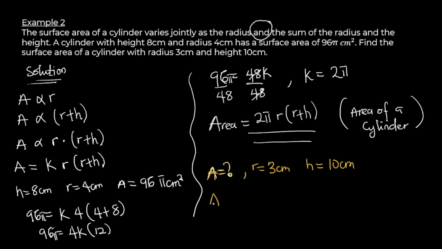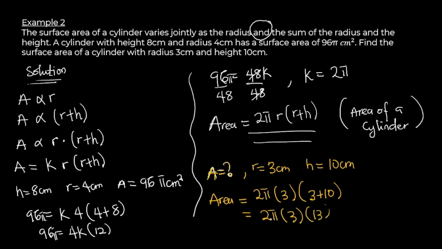So our area will be equal to 2 pi multiplied by the radius, which is 3, multiplied by the sum of 3 and the value 10. So this is going to be 2 pi into brackets 3 multiplied by 13.